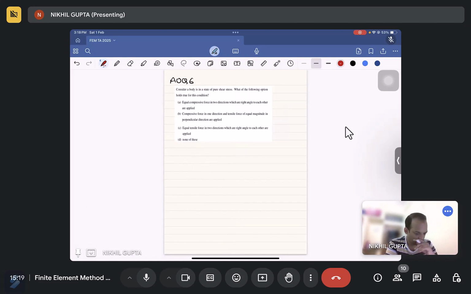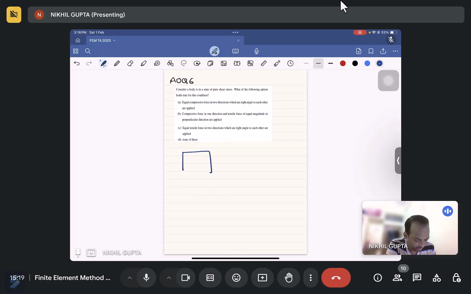So question number 6. This is a theoretical question where it says: consider a body in a state of pure stress. Which of the following options holds for this to be true? So let's see how it is done.